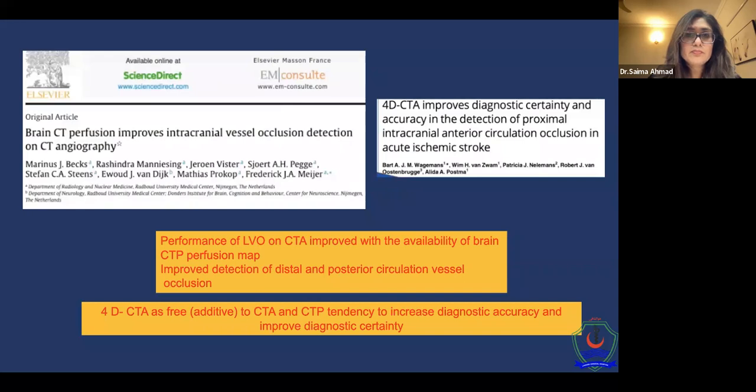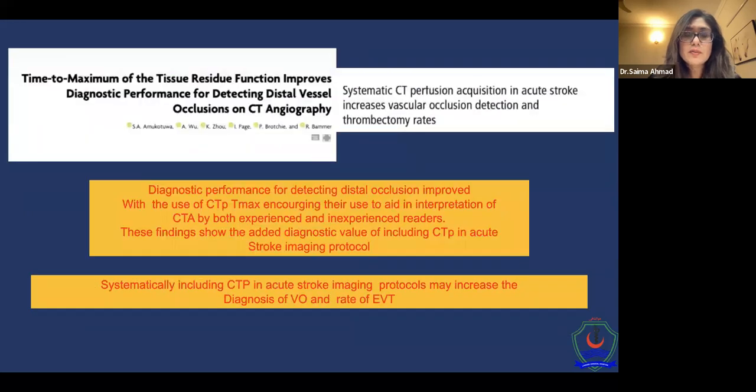These are a few publications about CTA and the CTP.